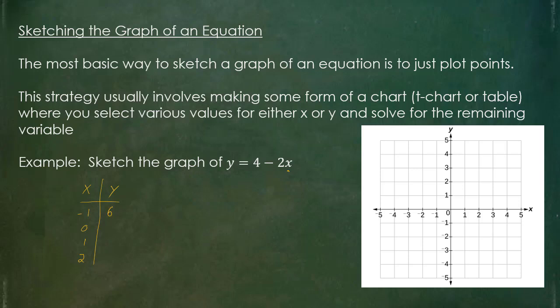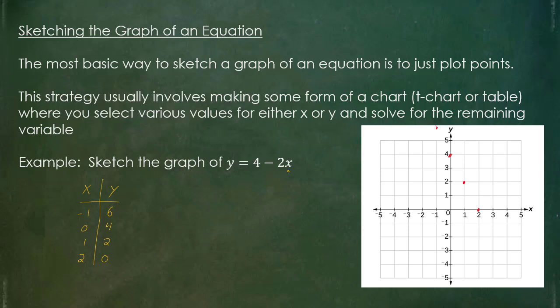Then I do the next point, plug in 0 everywhere I see x, so 4 minus 2 times 0 would just stay 4. Then plug in 1, 4 minus 2 times 1 would be 2. And plug in 2, 4 minus 2 times 2 would be 0. At this point I would go over to my grid and start plotting some points. The first one would be -1, 6, which is a little too big for the grid. Then 0, 4, 1, 2, and 2, 0.